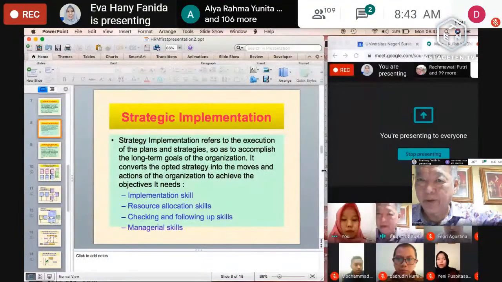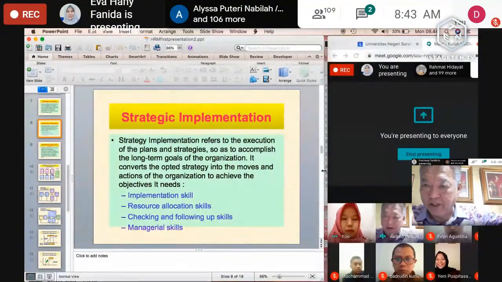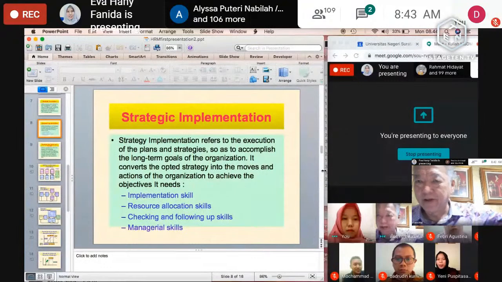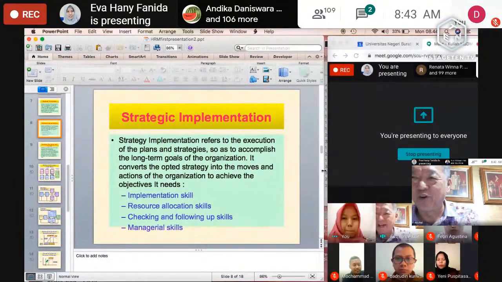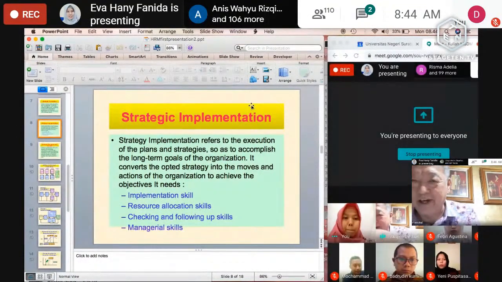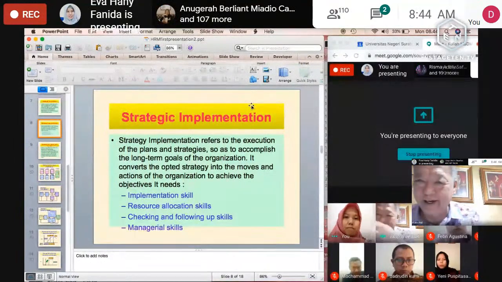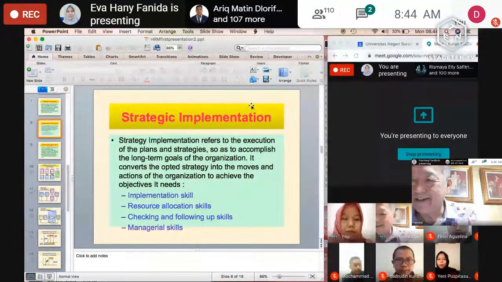So in order to make the strategy implementation successful, you need at least 4 skills. Okay, so each skill is not easy to learn. You have to study and you have to have some experience. It's kind of one subject for each skill. Okay. Any question about this page?